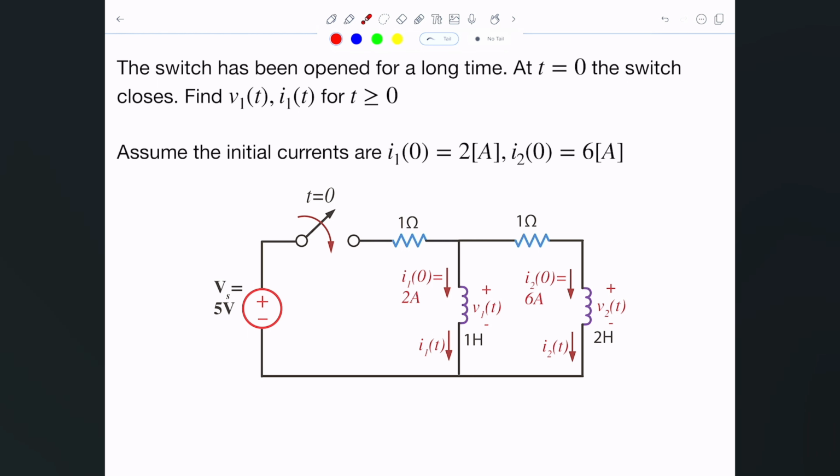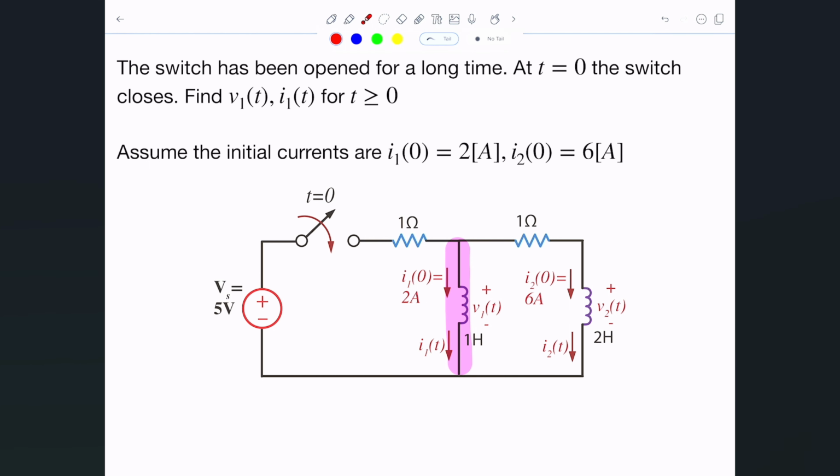We were also given some initial conditions. For example, we were told that the initial current flowing through the 2 Henry is actually this one here, which is 6 amps, and that the current flowing through the 1 Henry is actually this one here, which is I1, which is 2 amps. Okay, and we're being asked to compute whatever is happening with the 1 Henry in here, which is basically the voltage across it and the current flowing through it. That's what we've been asked to compute.